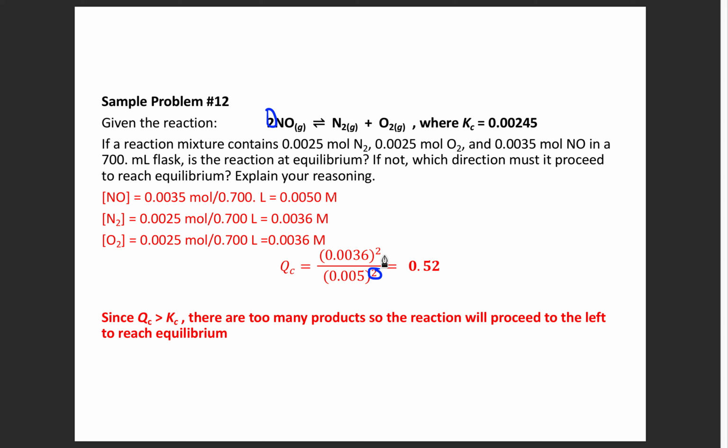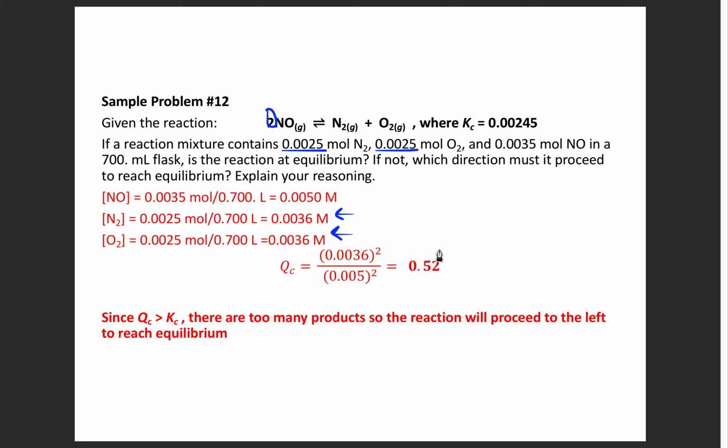Now, here we also have a square, even though there's no coefficient of 2 over here. The reason it's squared is because these two values are the same. Actually, let me back up. Your nitrogen and your oxygen are your products. We have 0.0025, but when we did the math, we got these answers right here. So that's where your 0.0036 came from. Excuse me, I was looking at these numbers rather than the numbers we should have been looking at. Since they're both the same value, this times itself is squared. So the square came not from one of the coefficients, but because these two values are the same.